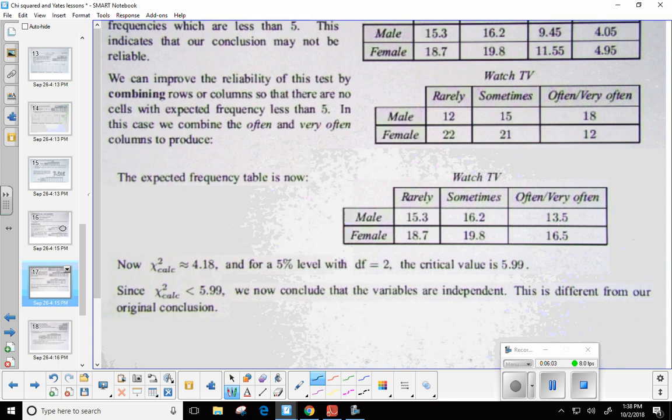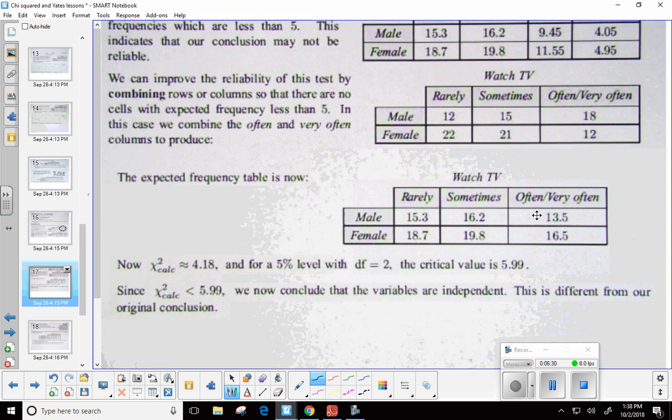Remember, what was it prior to this? Yeah, 8 point something. That was a huge difference, right? Okay. Now we conclude that the variables are independent. So this is different than what we had before. Because before, we had the unreliable idea that, yeah, there's some kind of relationship going on here, that maybe males or females watch more or less TV at certain times. But it turns out that that was not correct.